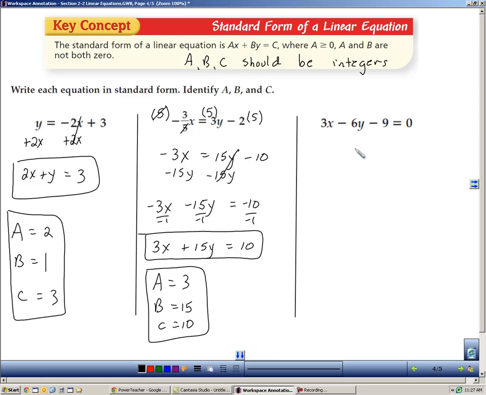Last example. It looks pretty close to standard form. The only problem is it has this minus 9 here, so I'm going to add that to both sides. So 3x minus 6y equals 9.